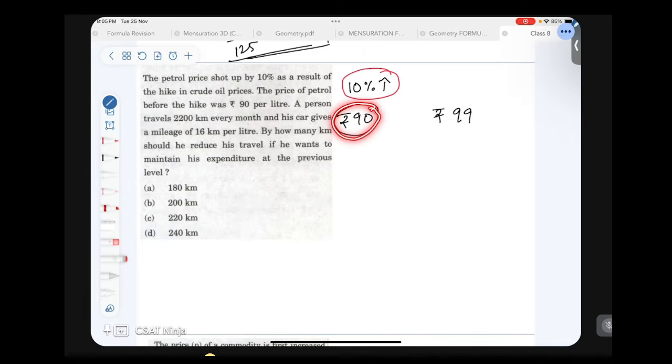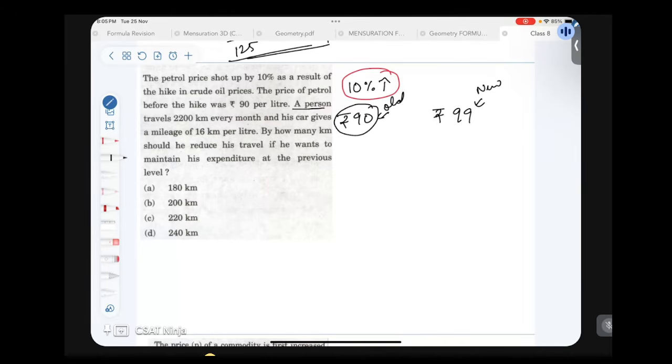From 90, 10% is how much? 9. From 90, there is an increase of 10%. That means 90 plus 9 will give us 99 rupees. Remember, this is the old price and this is the new price. I'm just following the question, okay?